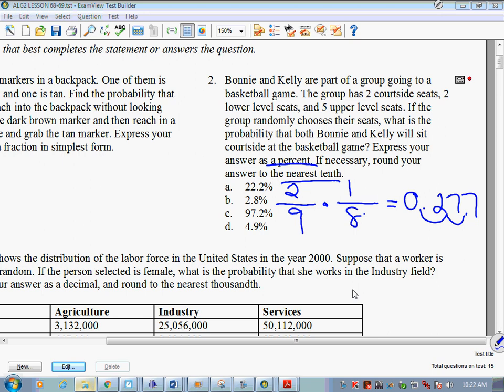Was it 0.27 or was it 0.027? 0.277. All right, so we're going to move this over. What we're going to get is 27.7%, because we want to round that to the nearest tenth. Okay? Does this make sense so far? Good.